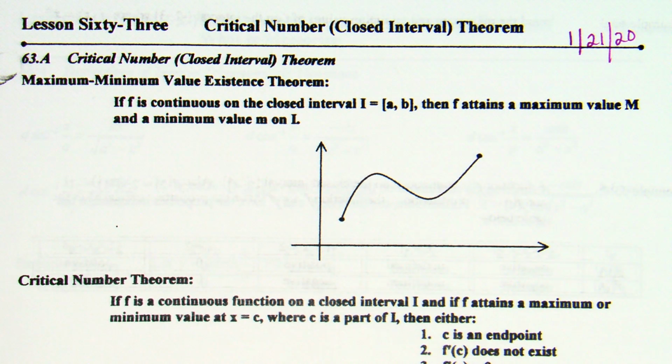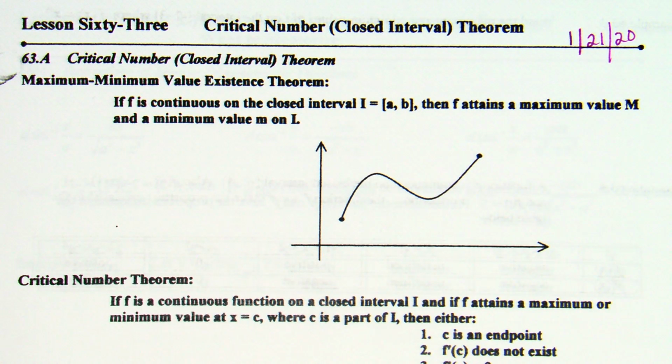And in fact, some of this that we're going to talk about, I feel like you'll see pop up in some of the multiple choice problems. Okay, this idea. So the first one I'm going to mention is the maximum minimum value existence theorem. It reads, if f is continuous on the closed interval I equals a to b, then f attains a maximum value M and a minimum value m on I.